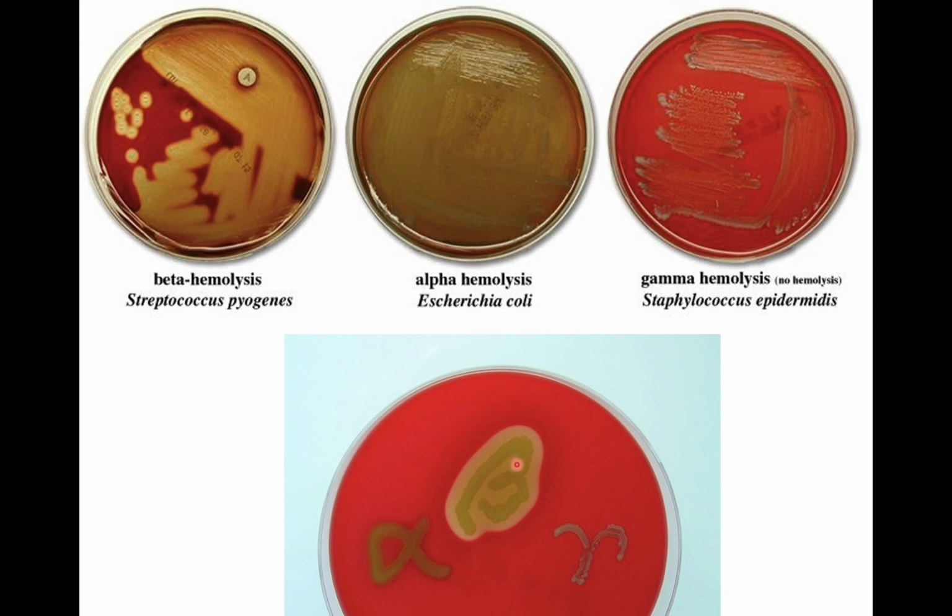It is also clear here as well. Look, it is a few millimeters in diameter, a discoloration not only at the colonies but a certain diameter around the colony as well. So this is beta hemolysis.